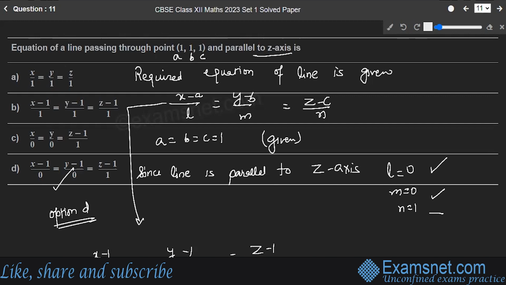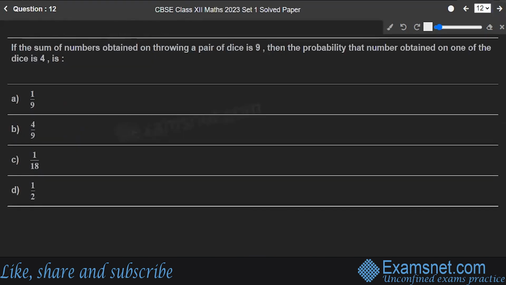Hope you understood this. Next is question number 12. If the sum of numbers obtained on throwing a pair of dice is 9, then the probability that the number obtained on one of the dice is 4 is? Sum of numbers on throwing a pair of dice. That means you are having 2 dice over here.